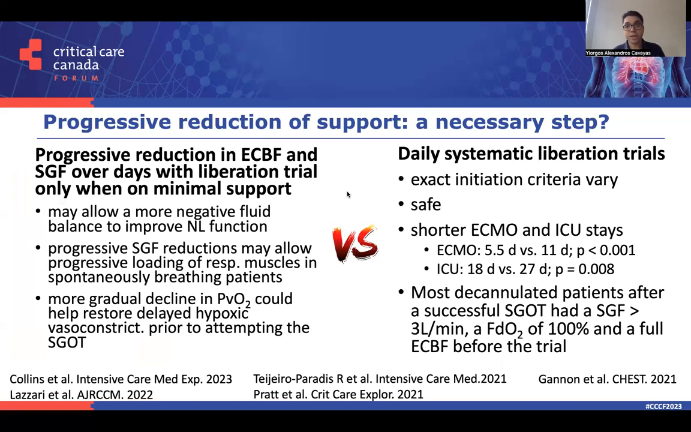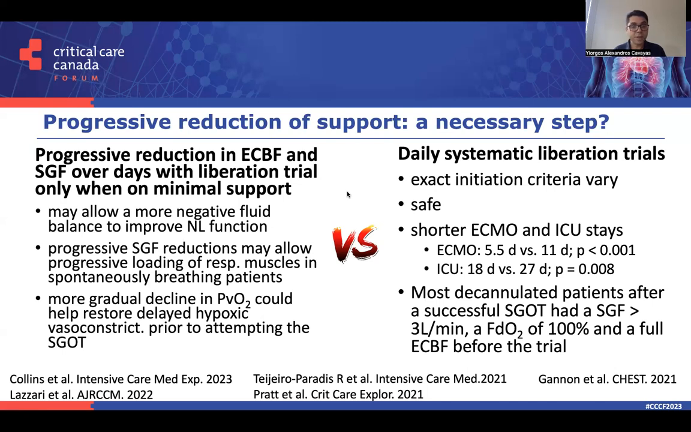Another way to challenge the lungs is to either do progressive reductions in extracorporeal blood flow and sweep gas flow over days, with liberation trials done only when the patient is on minimal support. Or it could be done by going straight to daily systematic liberation trials.